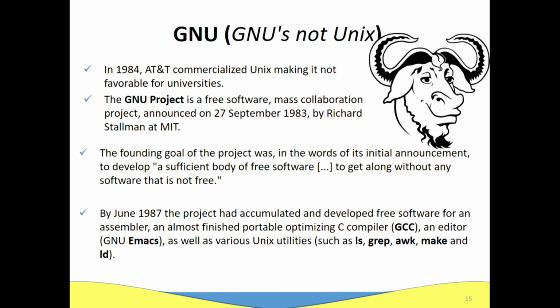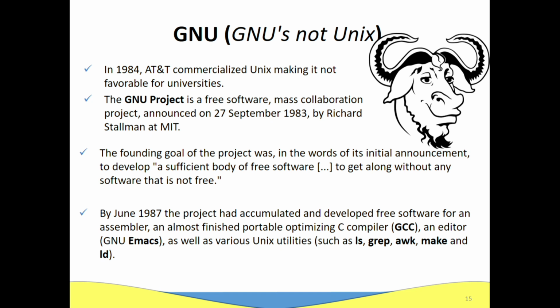So the new commercial Unix license was not favorable for universities. So people in academia started looking for an alternative operating system. That is when Richard Stallman at MIT founded the GNU project. That was a mass collaboration project aimed at development of free software. GNU is a recursive name that stands for GNU's Not Unix. By June 1987, the project already had a portable optimizing C compiler, GCC, that stands for GNU C Compiler, and an editor, and also various Unix utilities.